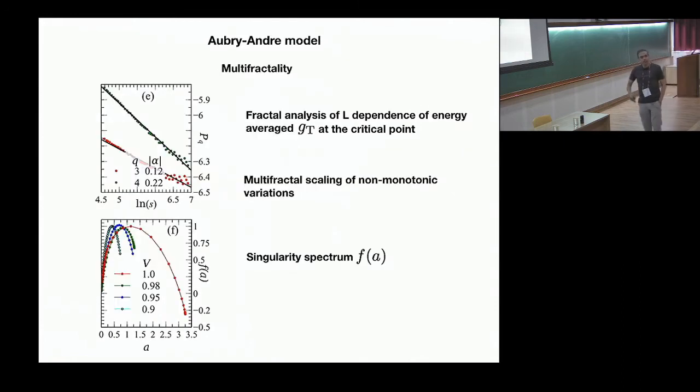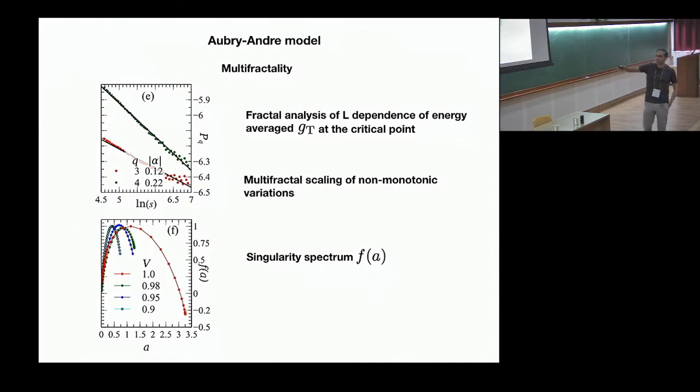One way of getting more information about this is to note that you have different alpha exponents at the critical point. If you're looking at G as a function of L, you don't have one single exponent, you actually have a zoo of exponents. One way of trying to quantify the spread of exponents is by doing a multifractal analysis. Here what we've done is think of the conductance G as a function of L the way in which you would think of a time-dependent signal as a function of time.